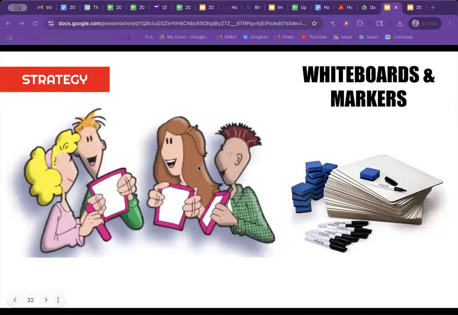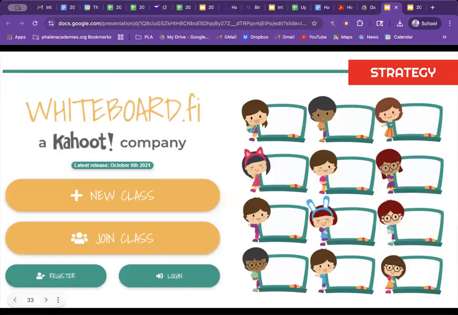Whiteboards are always a favorite that can be used quickly to support high levels of participation ratio. It's a great way for you to get your scholars to put a response and then hold it up when you ask them to hold it up. For those, if you're using a computer, you can use a digital version, which is called whiteboard.fi, that enhances participation.